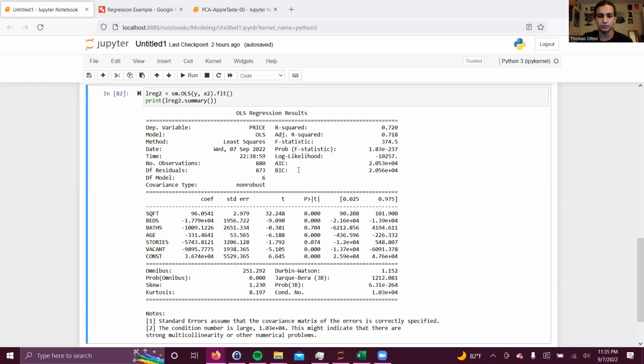And so if I told you I had a 10,000 square foot house with 3 beds, 2 baths, 20 years old, 2 stories that wasn't vacant, you would say, okay, 10,000 times 96 minus this number times the 3 beds, minus this number times the 20 years, or this number times the number of baths, this number times the number of stories, and you'd be able to get your guess for what the price of the house was, etc., etc.